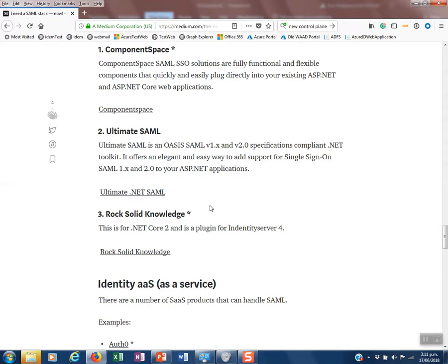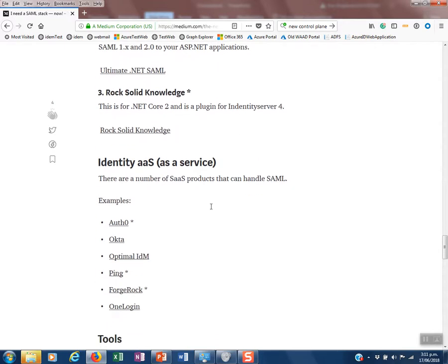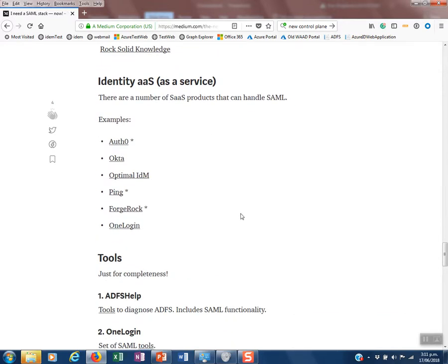The other option is not to worry about your client-side SAML stack, but to use identity as a service. So there's a lot of examples there. There's Auth0, there's Okta, Optimal IDM, Ping, ForgeRock, OneLogin. And they all pretty much do the same things. So what you can do is you can take your application and hook it up to any of these using, let's say, OpenID Connect. There's a lot of examples out there. It's pretty easy to hook it up. There's samples, there's code.